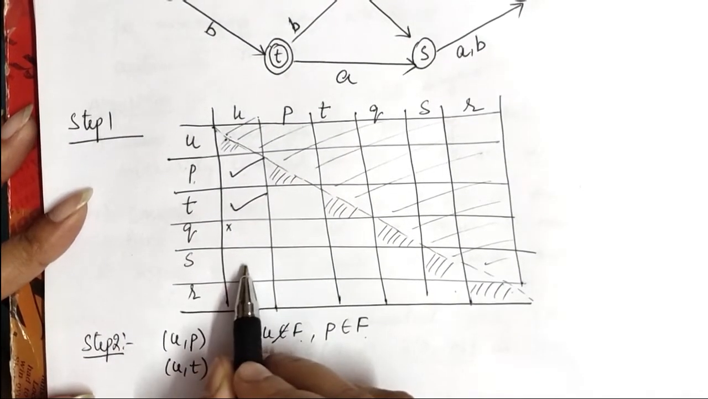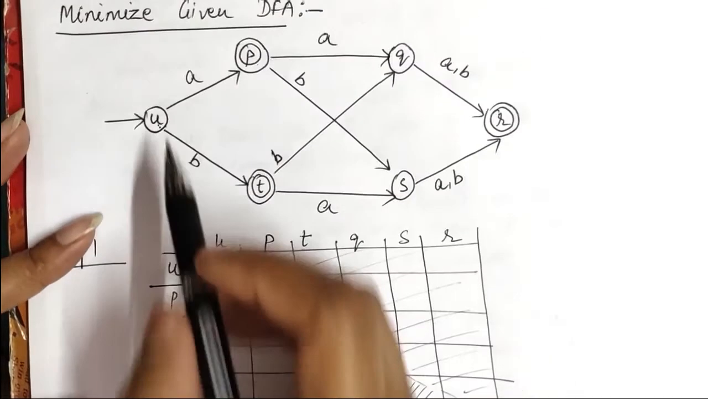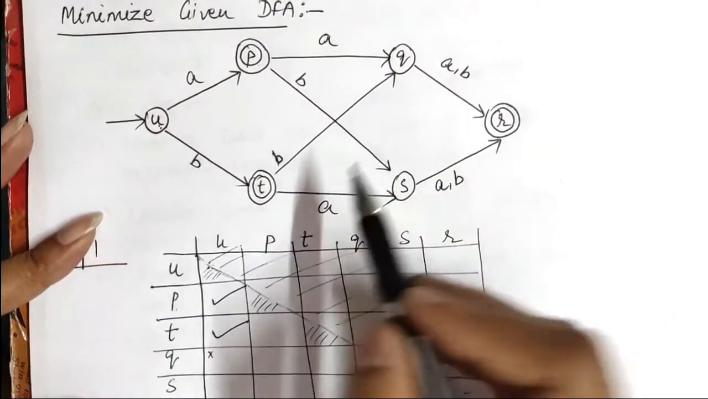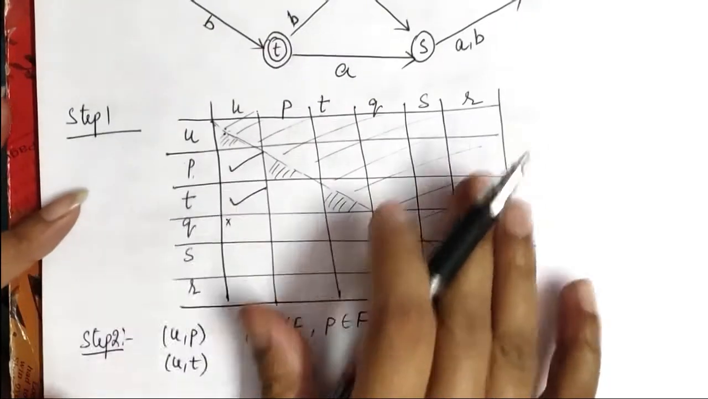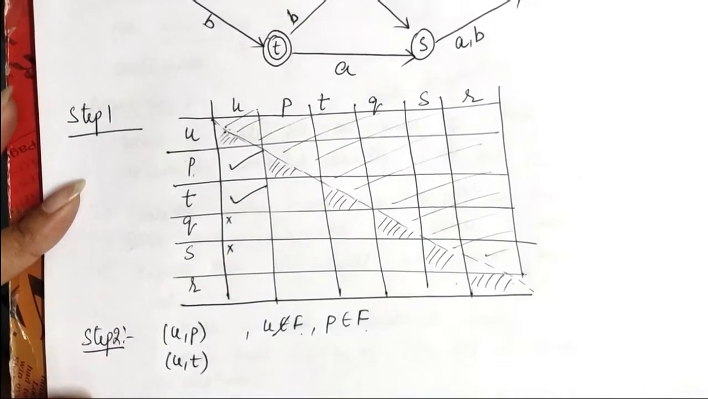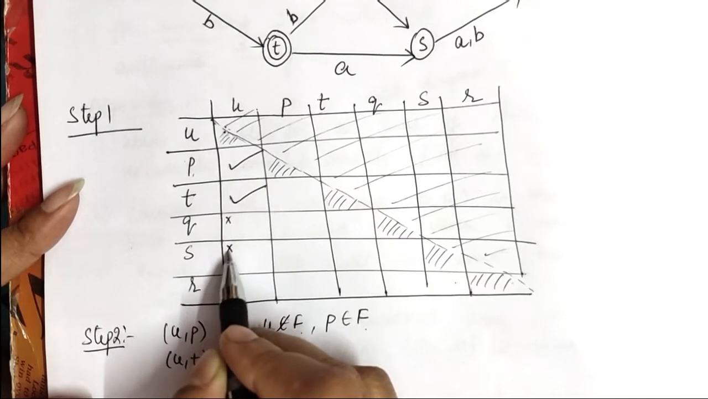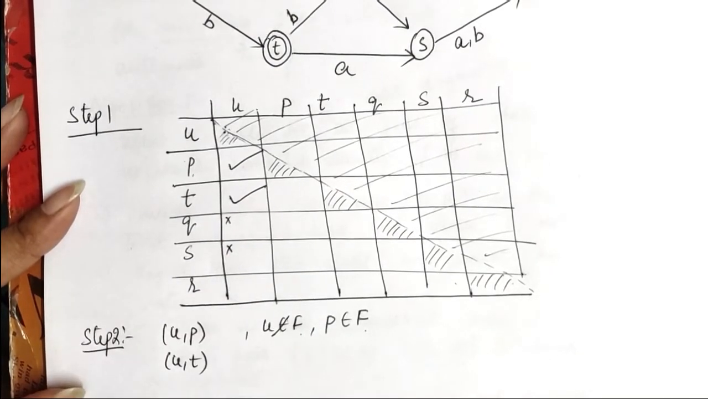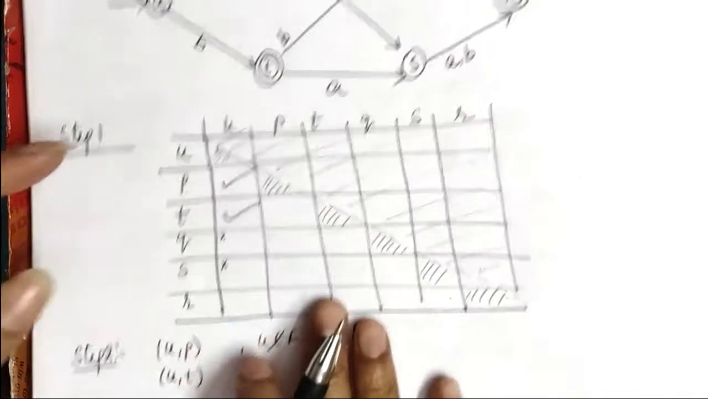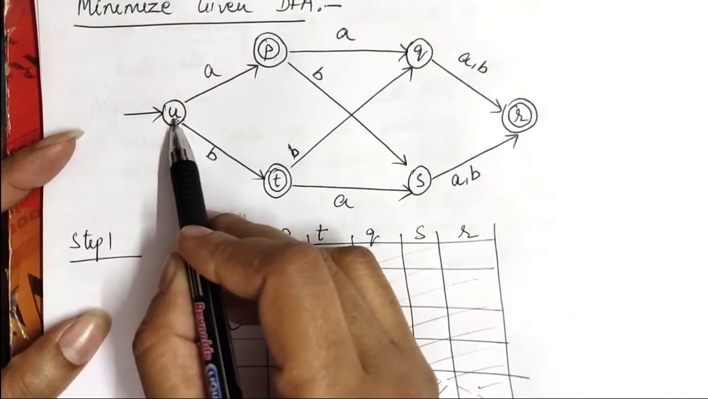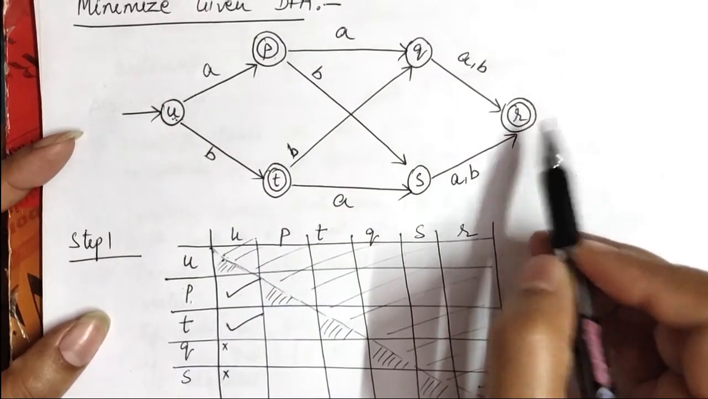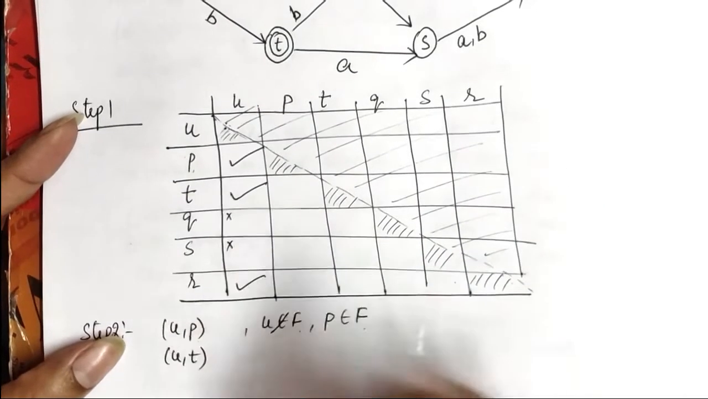Now the next cell is U comma S. So U does not belong to the final state and S also does not belong to the final state, so we do not mark this cell and show it by a cross sign. Now this cell means U comma R. See here, U does not belong to the final state and R belongs to the final state, so we mark it like this.